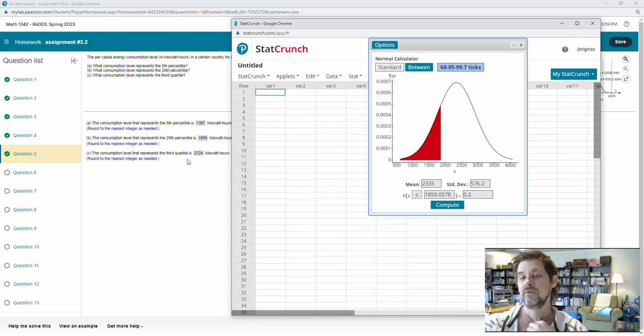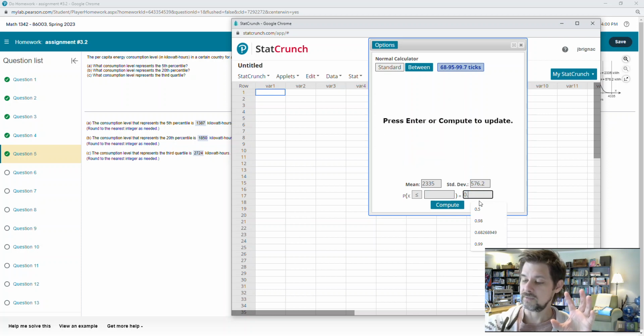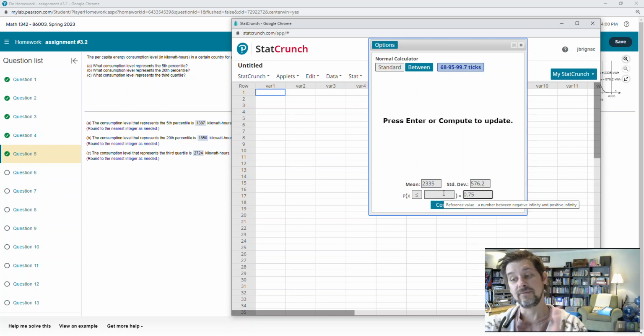Well, think of the word quartile or a quarter. Like, what's a quarter? 25 cents. Okay. A quarter would be 25%. So the 3rd quartile, 3 times 25 is 75. So what they're asking here is what level of energy usage is greater than 75% of the overall data. So I want to set the area number, which is this number right here, to be 0.75, and I want to calculate the area of the curve left of that.